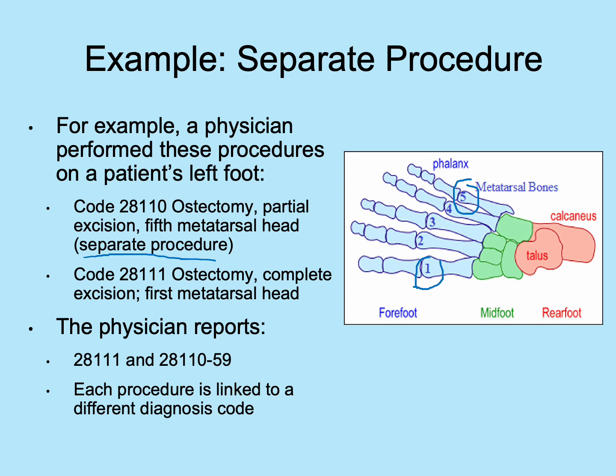But since this one is a separate procedure, you're going to have to do 28111 and 28110 59. If you don't do the 59 modifier, it's not going to be paid because the payer's computer will say, "What? It's a second procedure. We're not going to pay it," and they'll throw it out. But because there are different areas, different sites, it can be paid. One is a separate procedure. The 5th metatarsal is different than the 1st metatarsal.